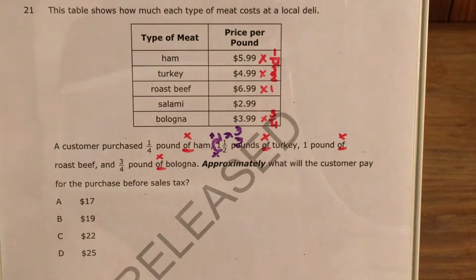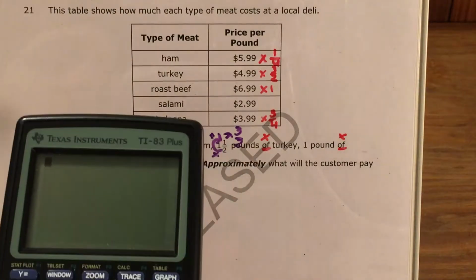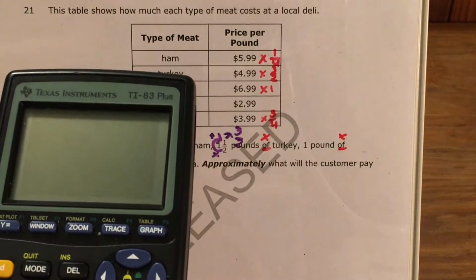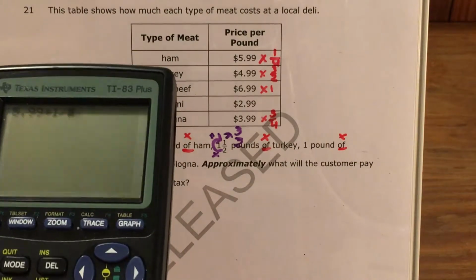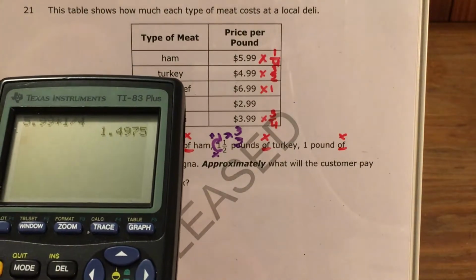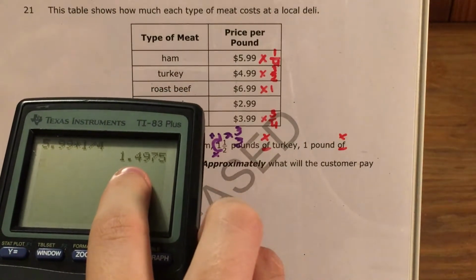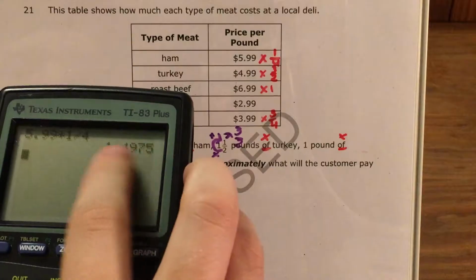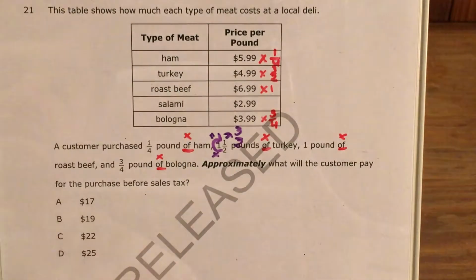Now at this point, I have a whole bunch of different little arithmetic expressions, and I just need to figure out what each of them is going to be in the calculator. Now this is a good lesson on how to type a fraction in the calculator so that the calculator does what you want it to do. This is an okay way to type this, because that tells me that we're spending about $1.50 on ham. 1.4975 rounds up to $1.50 just about.